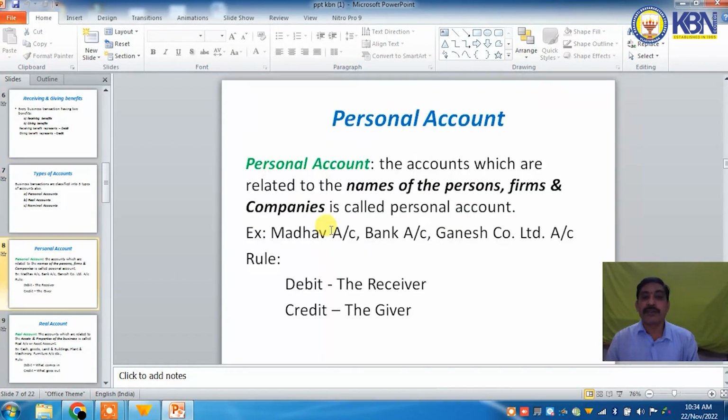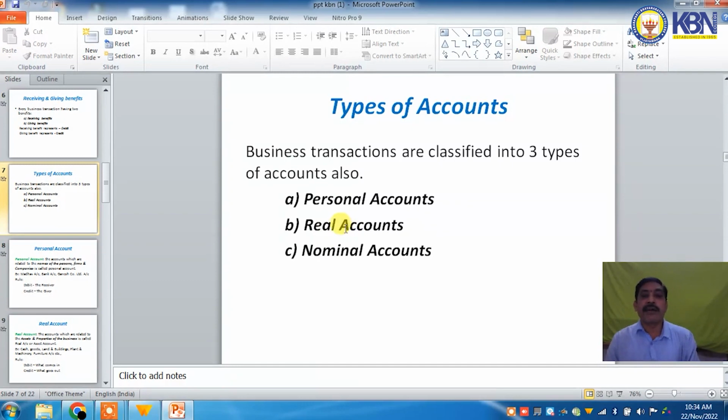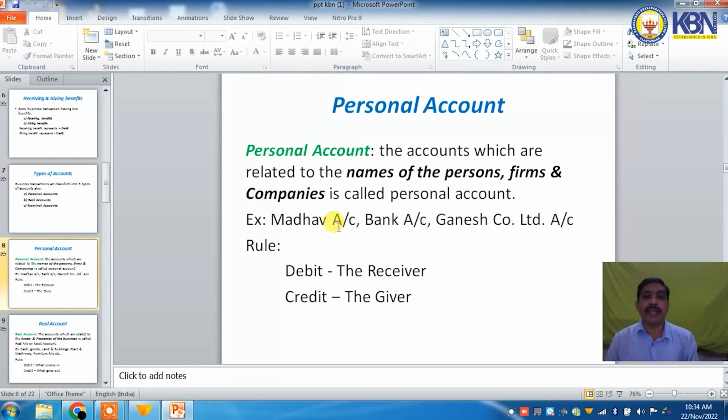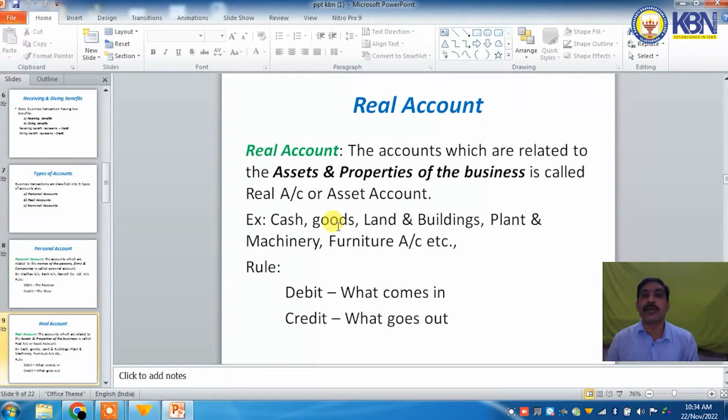Next, real account. The accounts which are related to the assets and properties of a trader or business are called real accounts or asset accounts. The examples of real accounts are cash, goods, land, building, plant and machinery, furniture, investments, etc. What about the rule? Debit what comes in and credit what goes out.